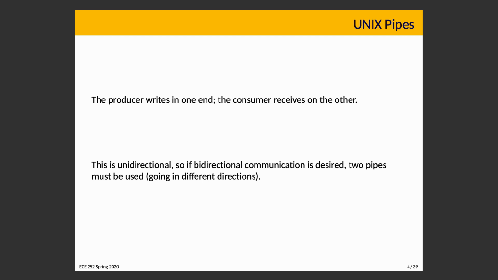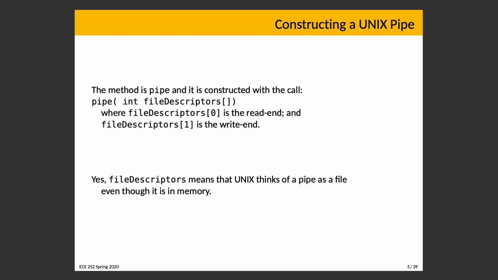And the UNIX method for creating a pipe is called pipe. That's not surprising. The one for socket is called socket. The one for opening a file is called open. The good names were not taken. Pipe takes one argument, and it is an integer array of file descriptors, and that array is of size 2. File descriptors at index 0 will be the read end of the pipe, and file descriptors at index 1 is the write end of the pipe.